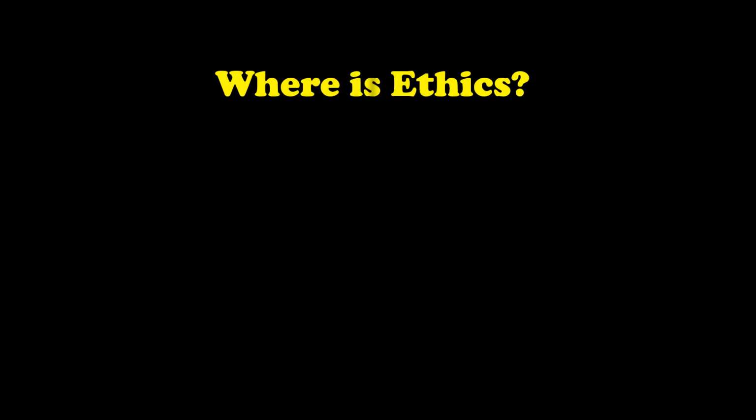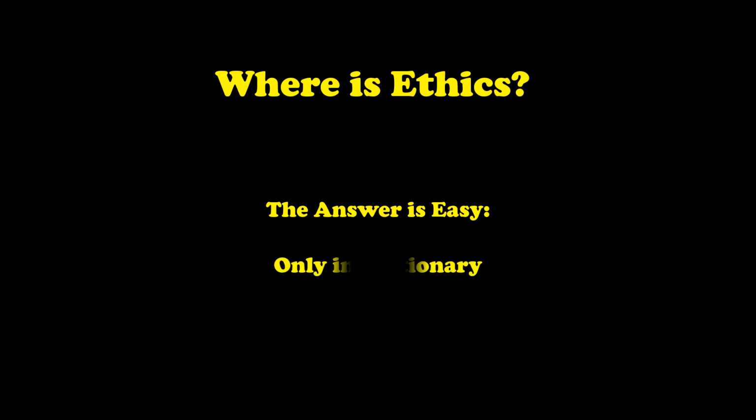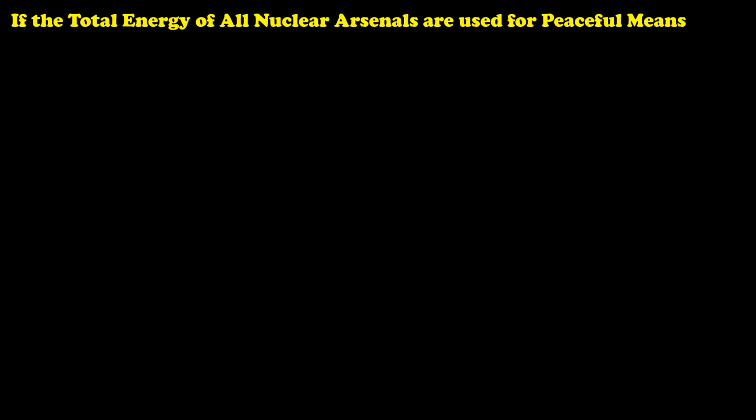Now there is an interesting question here. This interesting question is, for example, where is the ethics? So if all of those arsenals are used just to destroy humans, then where is the ethics? The answer is easy. We don't need to complicate it. This answer is only in the dictionary. We haven't got it in the real world. So there is no ethics in the real world, because if you build a weapon to kill humans, there is no ethics, certainly.